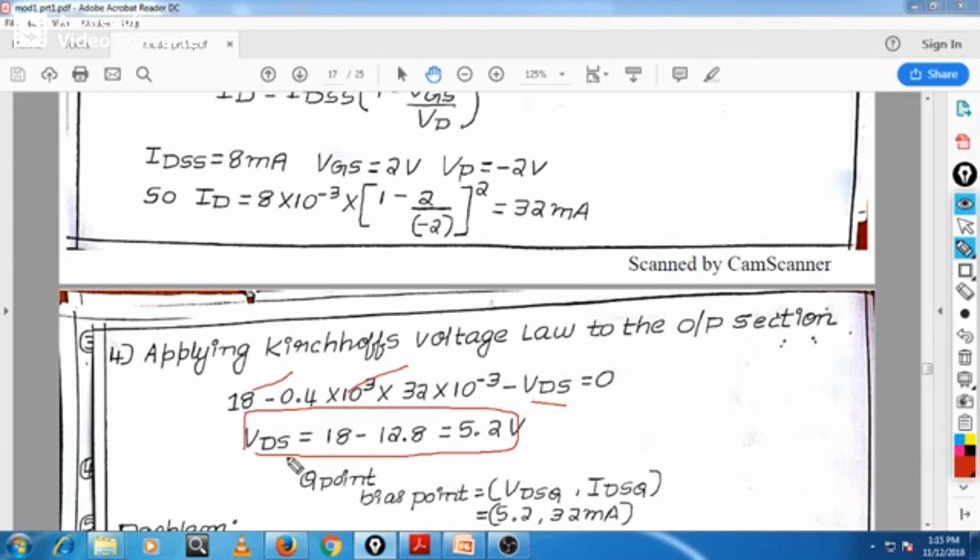So this is called the Q point or bias point. VDSQ is equal to 5.2 and IDSQ, the quiescent current, is equal to 32. This is called our bias point. That means by giving this voltage, we can put the MOSFET into the saturation region. So this is called biasing.